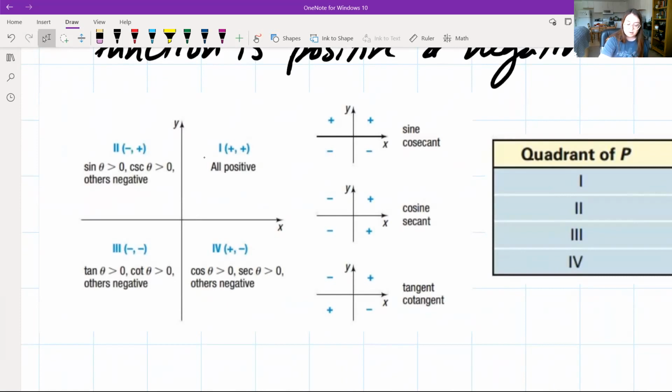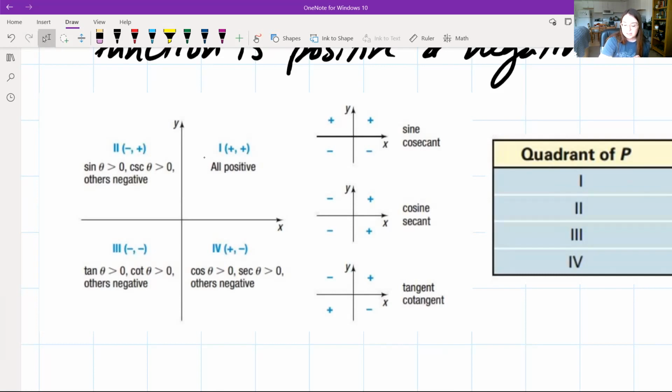Then in quadrant 3, we see that x and y are both going to be negative. So tangent of theta is going to be greater than 0, and cotangent of theta is going to be greater than 0, while everything else is negative. Since x and y are negative, if you're just dealing with one, it'll be negative, but when you're dealing with both, it'll be positive. Then quadrant 4, we see that x is positive and y is negative, so cosine of theta is going to be greater than 0, and secant of theta is going to be greater than 0, because these deal with x, and everything else will be negative.